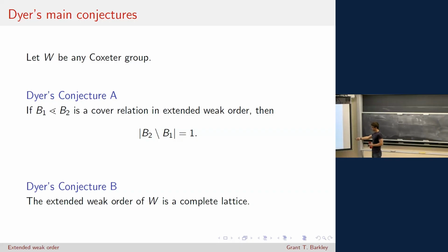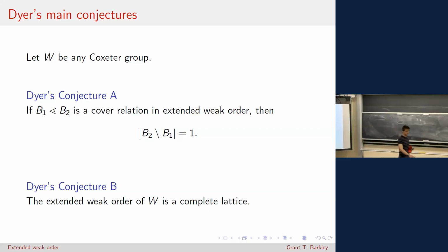And then conjecture B says that this extended weak order is actually a complete lattice. So by adding all of the biclosed sets, we've sort of fixed the lattice property. We've recovered all of the missing things that we were looking for before. Okay, so those are conjectures. They're both still open in full generality.